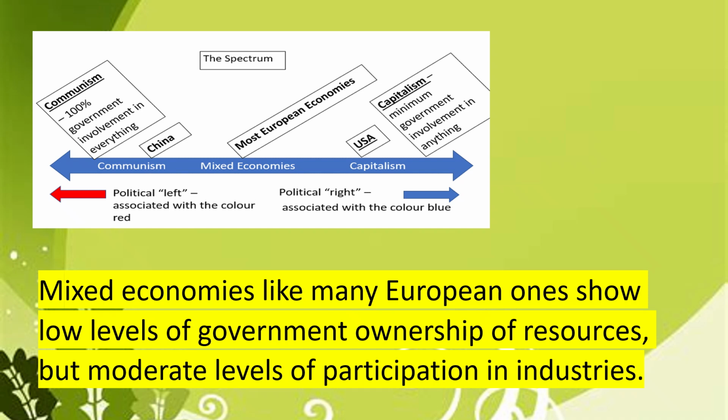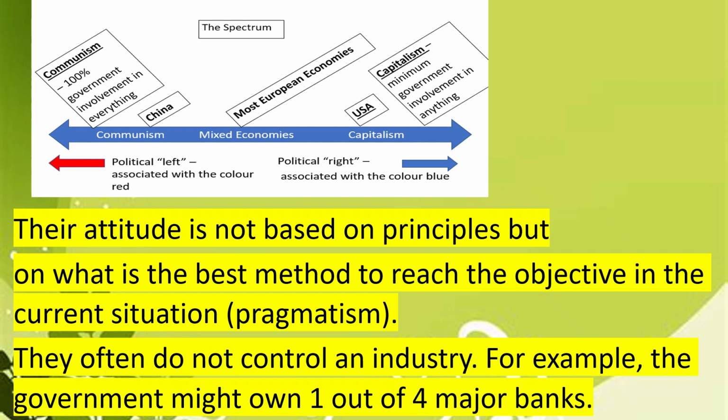Mixed economies, like many European ones, show low levels of government ownership of resources, but moderate levels of participation in industries. Their attitude is not based on principles, but on what is the best method to reach the objective in the current situation. That approach is called pragmatism. They often do not control an industry. For example, the government might own one out of four major banks.